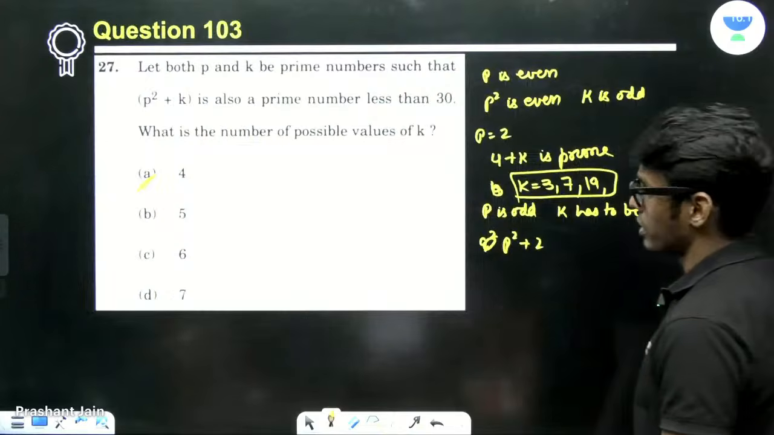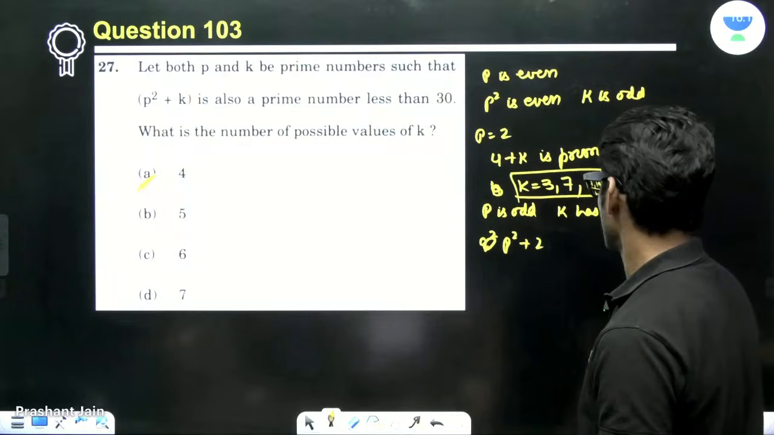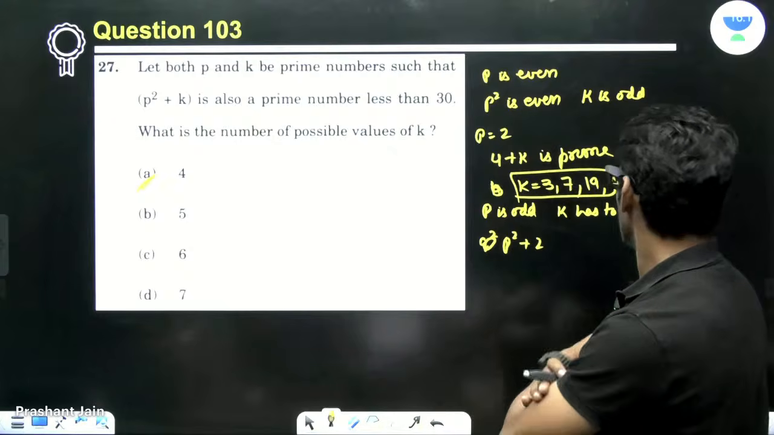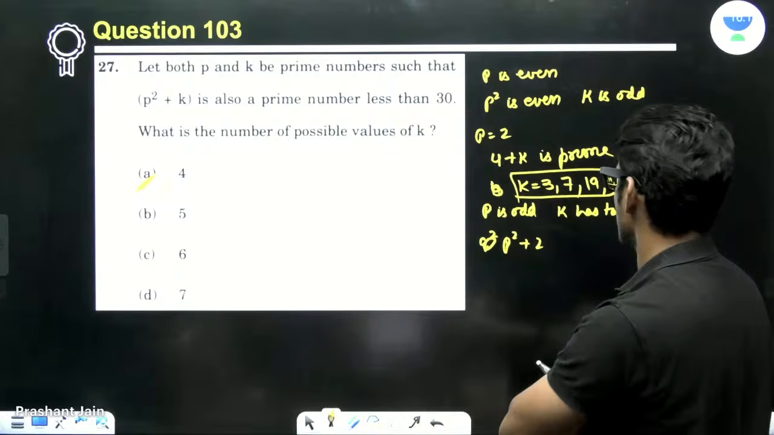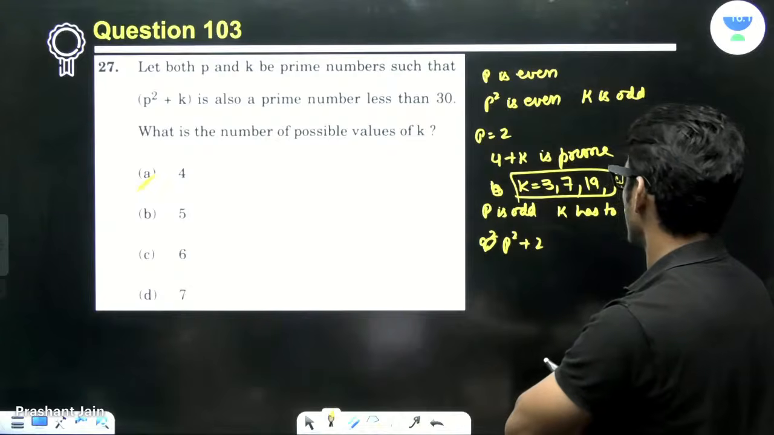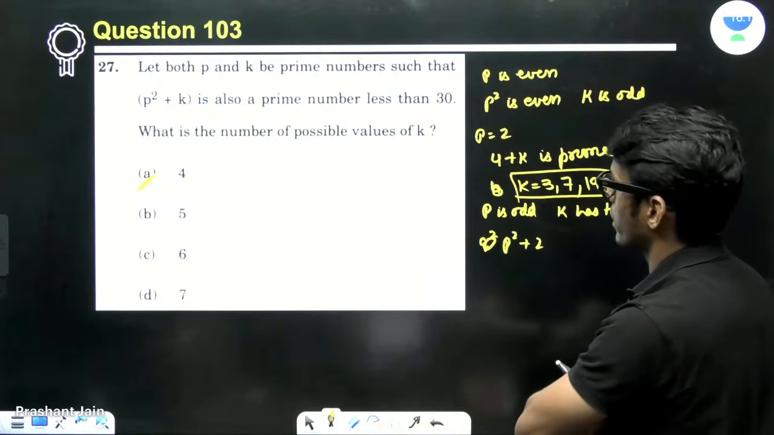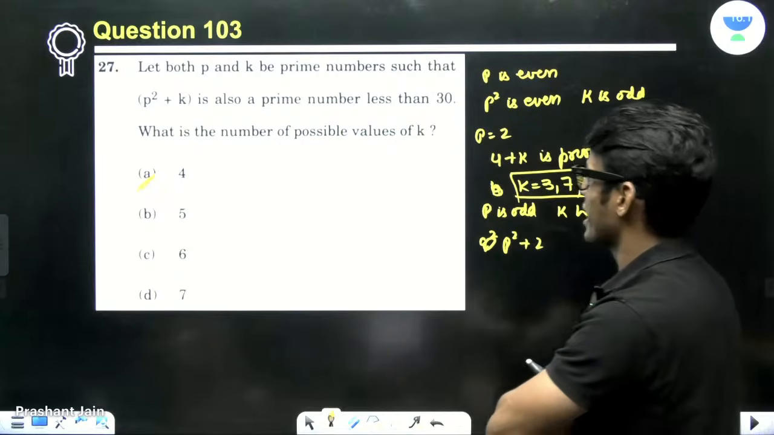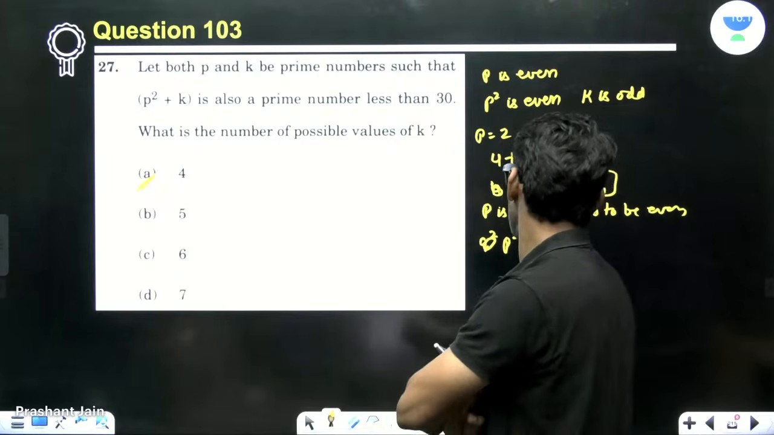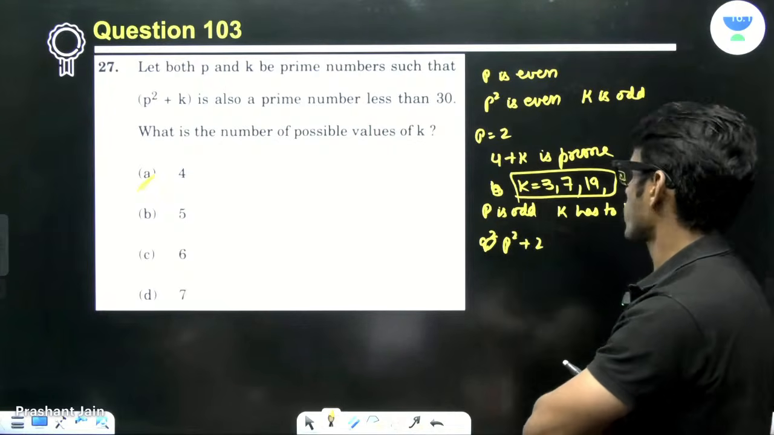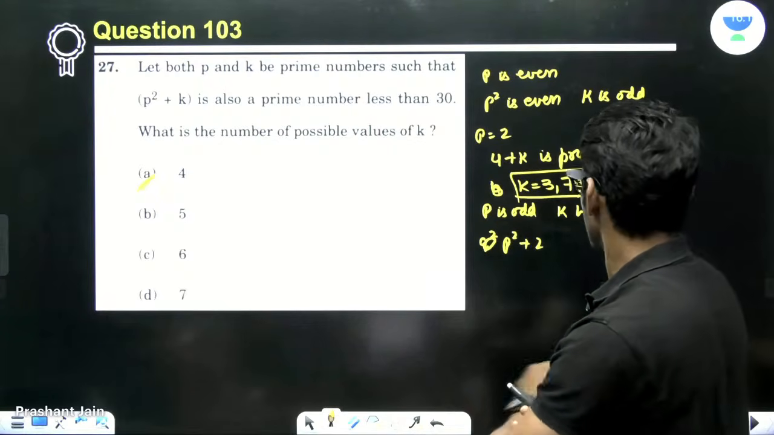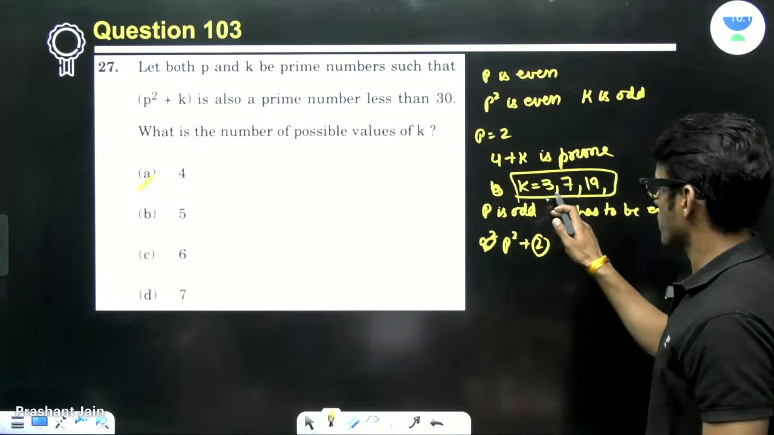One more is coming. What are we skipping? Are we skipping something here? We have to see. I have taken P to be 2. 4 plus K is prime. What are we skipping here? We are skipping something here.